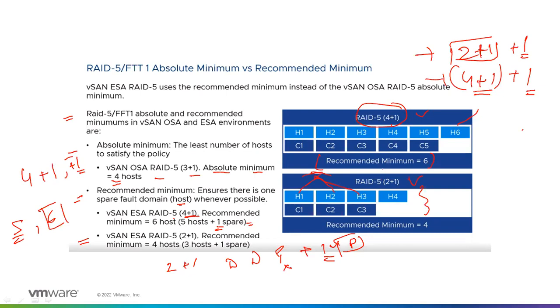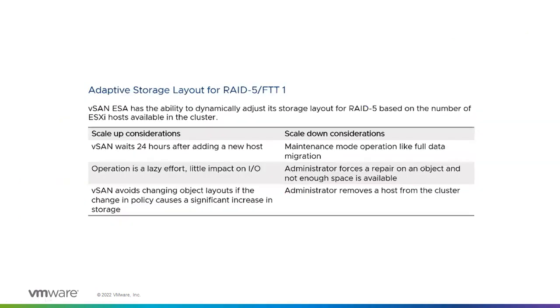Here, we cannot go with the OSA kind of thing because we are architecting for ESA. So we can go with either 4+1 or 2+1. Yes, sir. All right.